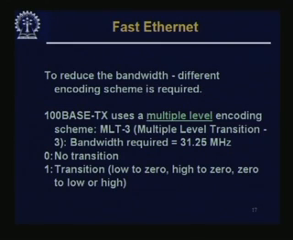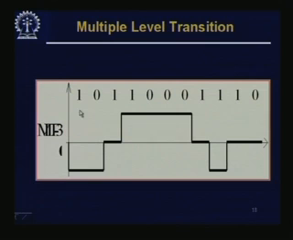The encoding is somewhat like this: for 0 there is no transition, and for 1 there is a transition, and this transition could be of various types depending on the context. It could be from low to 0, high to 0, 0 to low, or 0 to high, depending on the context. We can see this example over here. For example, this is 1011000110. This is what is being encoded.